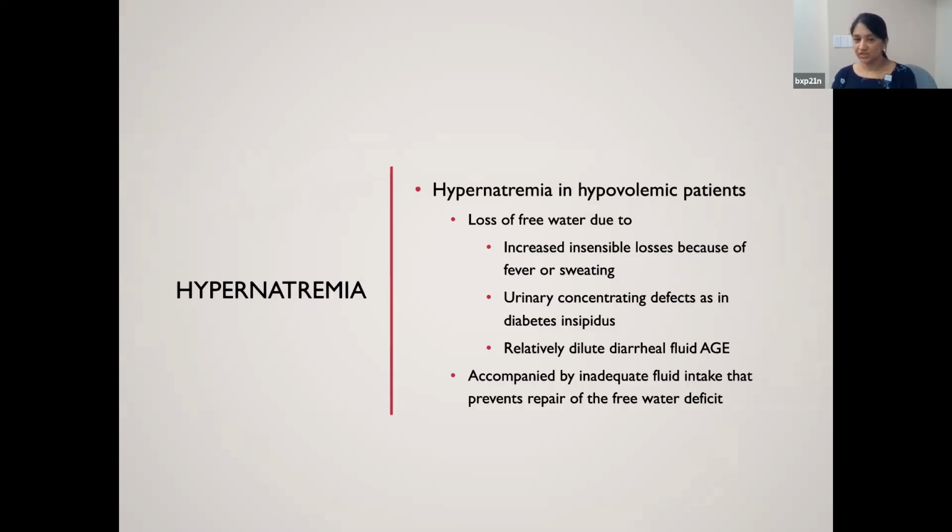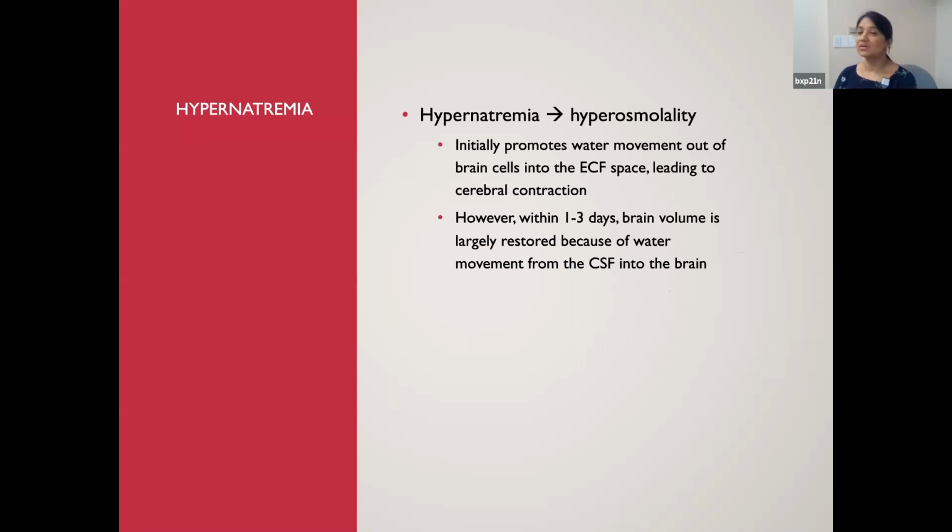Hypernatremia in hypovolemic patient. So basically they lost a lot of free water, because they're sweating and they're febrile, or it could be a cystic fibrosis patient with ongoing diarrhea and urinary concentrating defects, such as diabetes insipidus. Even those patients could be sick with something else, and they can lose much more water. And if you have relatively dilute diarrheal gastroenteritis, then also you see the hypernatremia and they're hypovolemic. In those cases, you can still do the normal saline bolus to restore their volume.